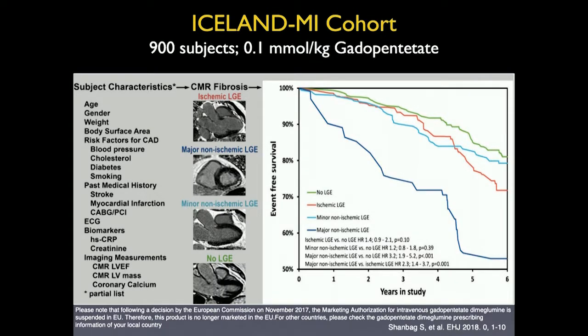And when you look at a number of the larger cohort studies which have been published, and this is again one more recently from 2018, looking at the Iceland MI cohort, which used a single dose of gadopentanate, you see that you get pretty good results in terms of outcomes. And a lot of the large cohort studies are, in fact, using single-dose gadolinium, and it is based on the visualization of scar for predicting adverse outcomes over time.